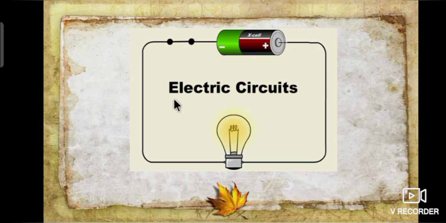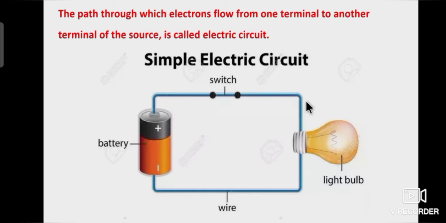Now we will learn about electric circuits. What is an electric circuit? The path through which electrons flow from one terminal to another terminal of the source is called an electric circuit. So, what are the parts in an electric circuit? The electric circuit contains switch, bulb, wire and battery.